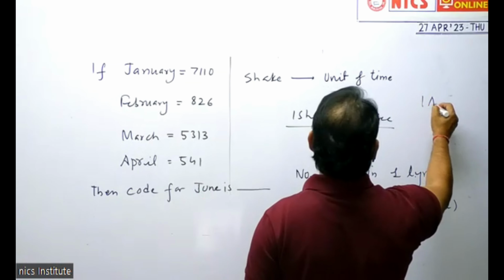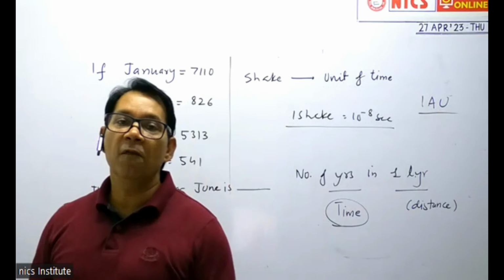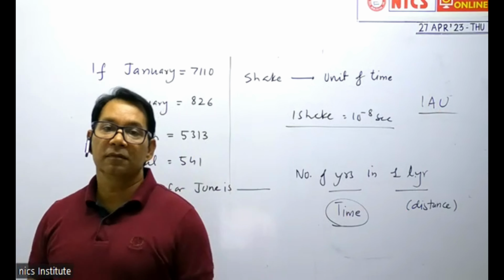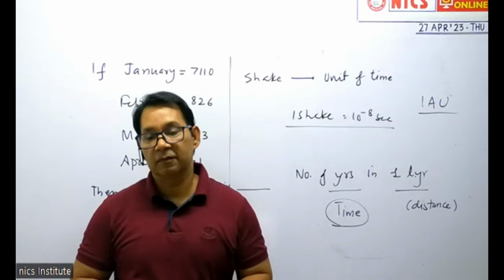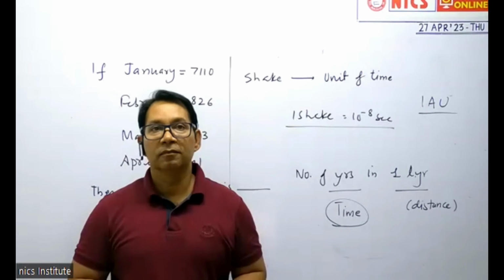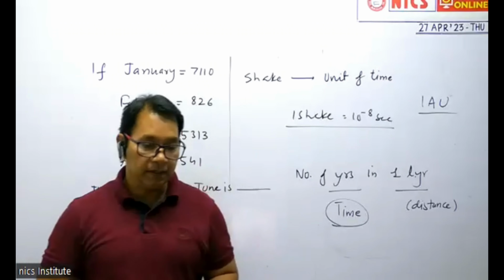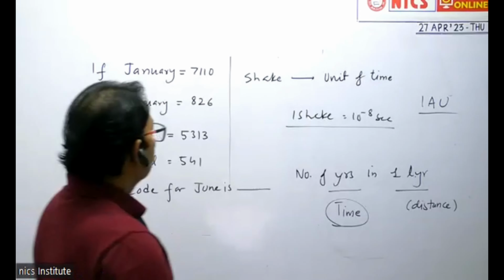What is one AU? What is full form of AU? Astronomical unit. Yes. What is this? Distance between Earth and Sun, right? Remember this. Come back to this question.